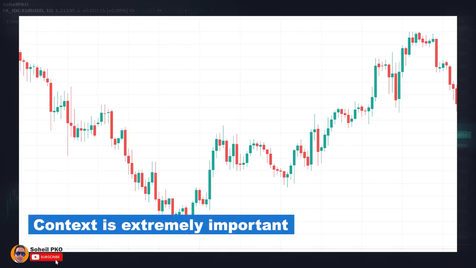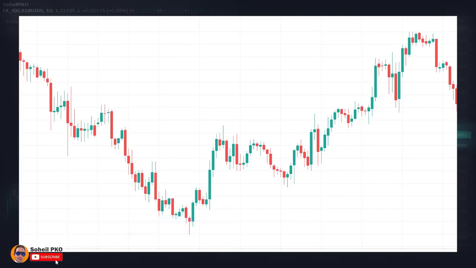Context is extremely important. When you're analyzing the price action, based on where a price action is happening on the chart, it may have different meaning and interpretation. For example, if this candle is formed somewhere in the bottom, it's considered bullish, but if it's formed on the top, it's considered bearish, and if it's formed somewhere in the middle of a move, not very significant.